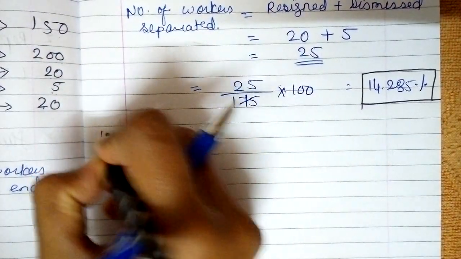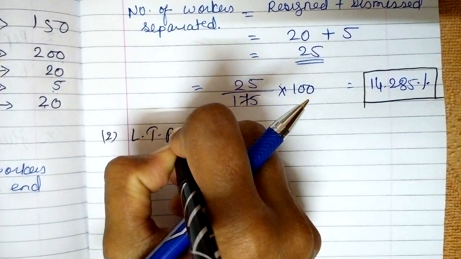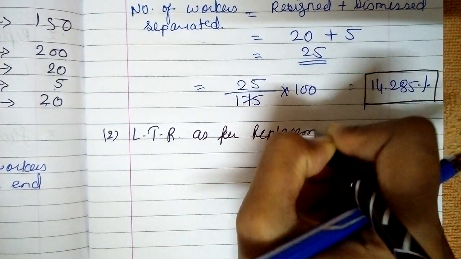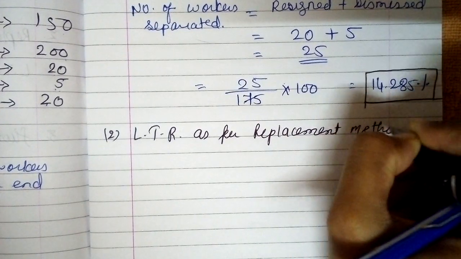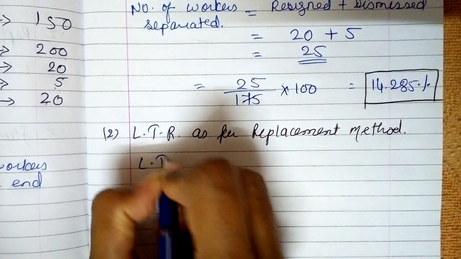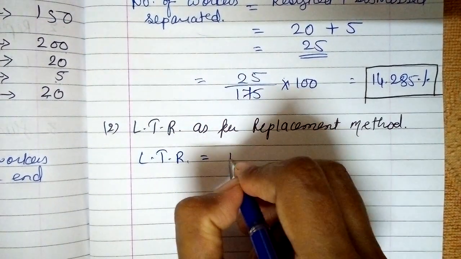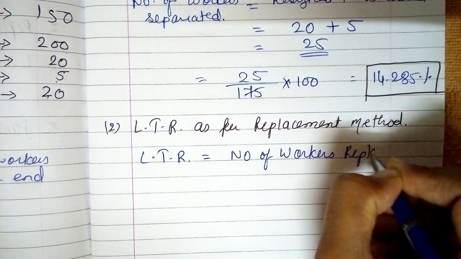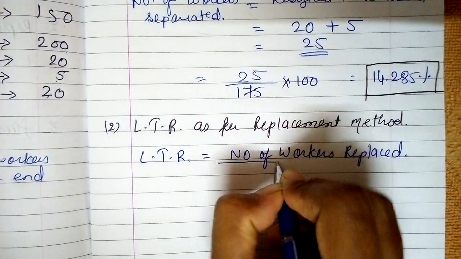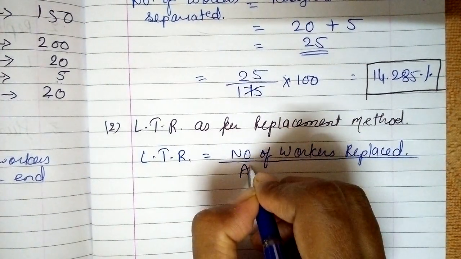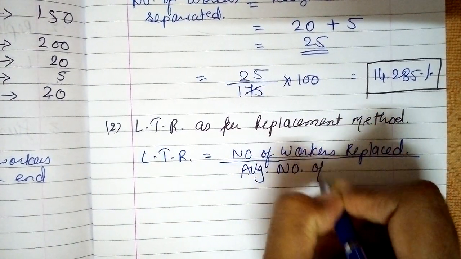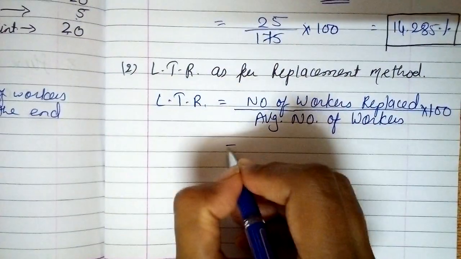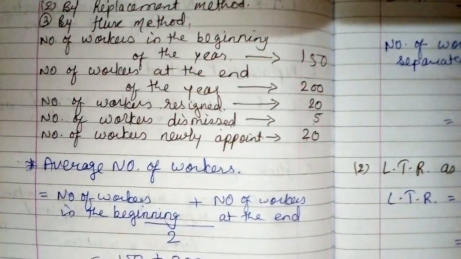Now second, labor turnover rate as per replacement method. So the formula, labor turnover rate, number of workers replaced divided by average number of workers into 100. So number of workers replaced, look at the question once again.